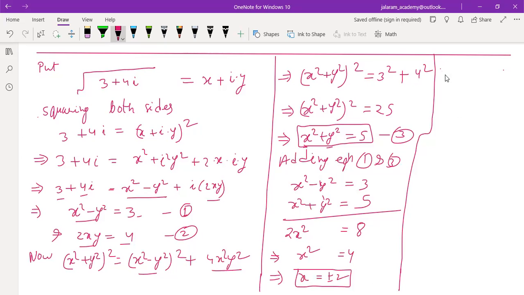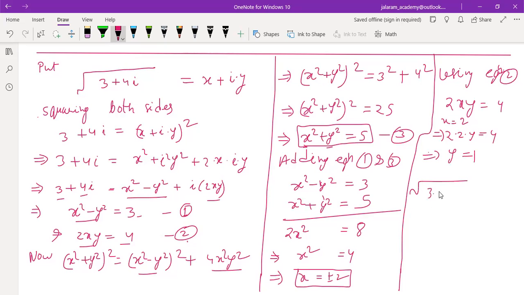Understood? Now for y, always use equation 2 only. Otherwise, it will also give two equations, and we have to check whether they are correct or not. So use equation 2 only. It will give the direct value of y. 2xy equals 4. It implies 2 into, case 1, when x equals plus 2, 2 into y equals 4. That is y equals 1.